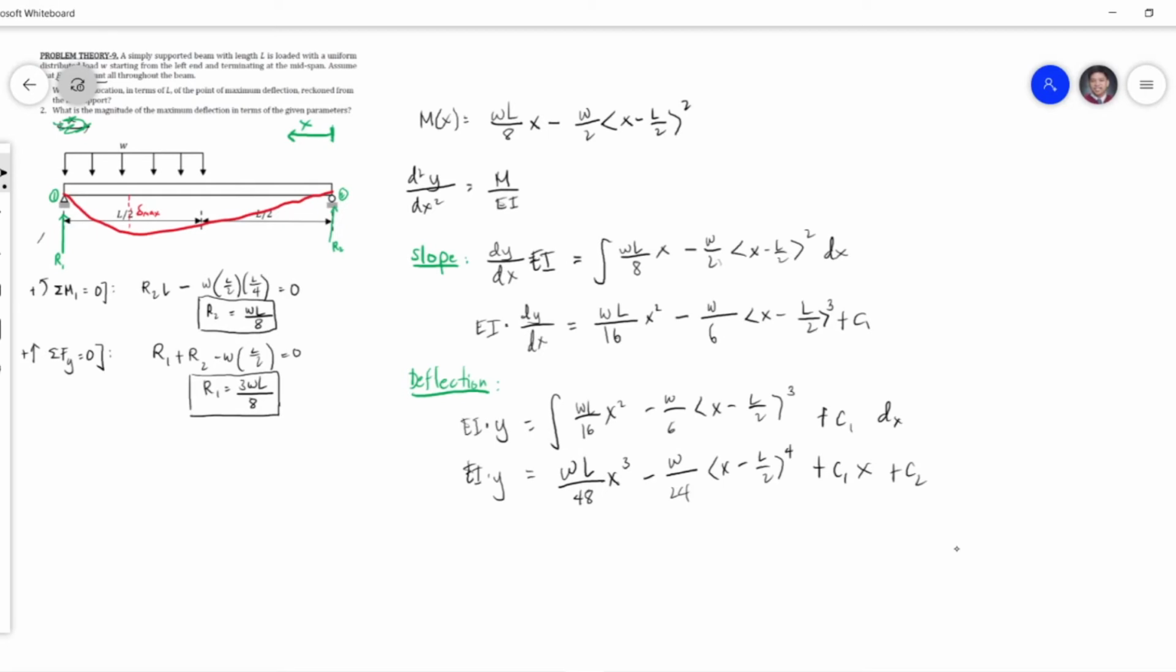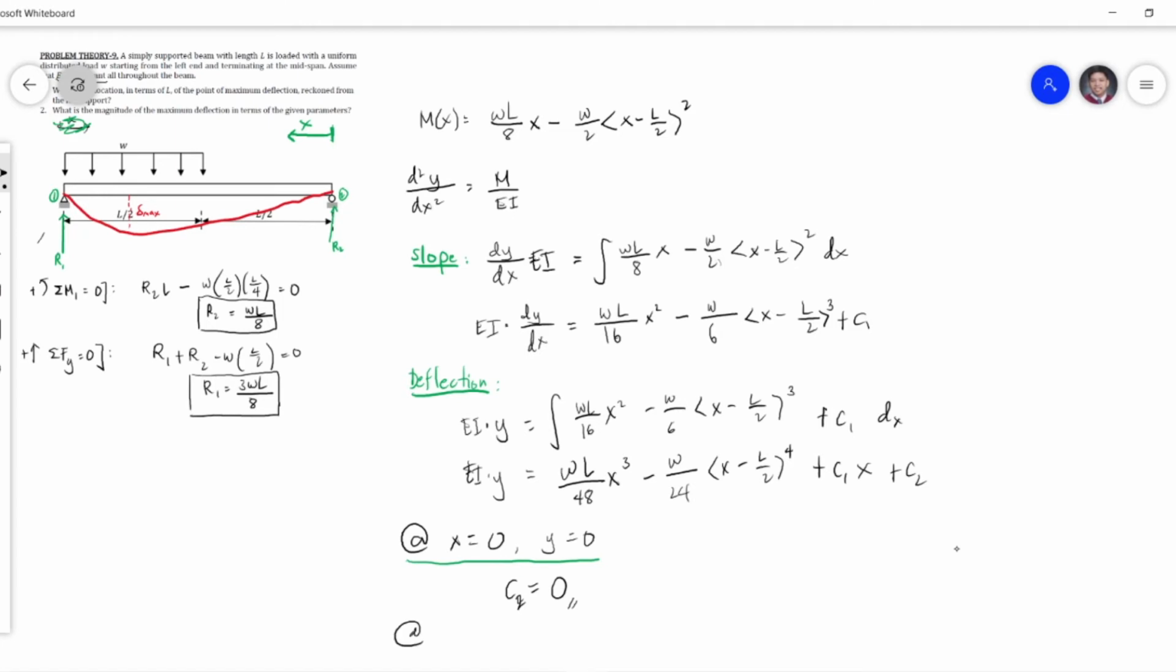Boundary conditions natin would be at x equals 0, at the right end, yung deflection niya should be 0. So, kung titingnan natin 'yan, yung y natin, kung 0 yung x, so this means 0 ito. Ito, 0 minus L over 2 is negative. So, 0 lang din ito. Then yung C1x natin 0 din. So, we're left with C2. C2 natin should be equal to 0. So, ganun lang kasimple yon.